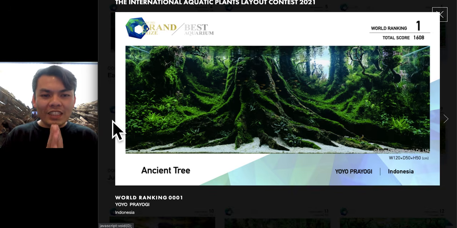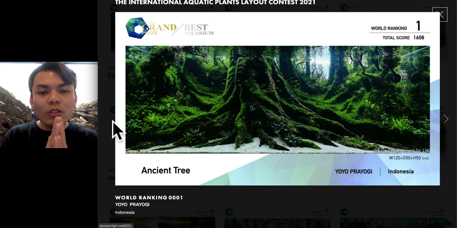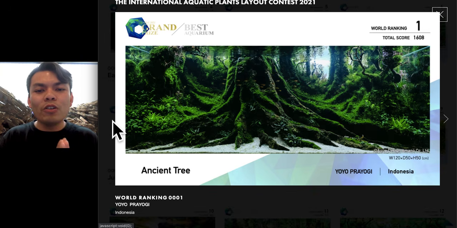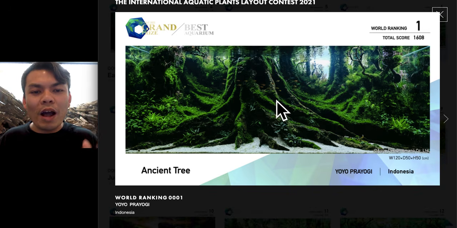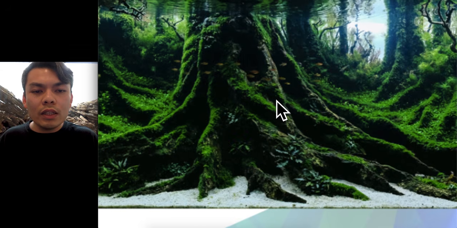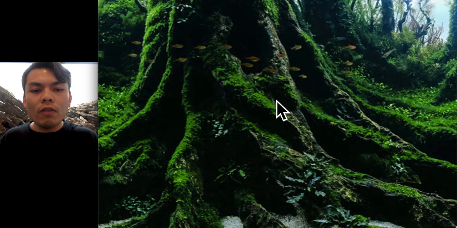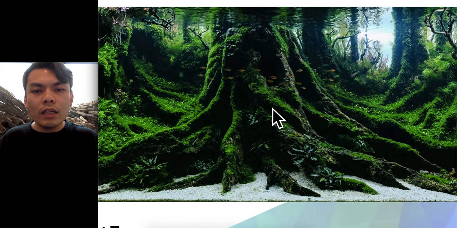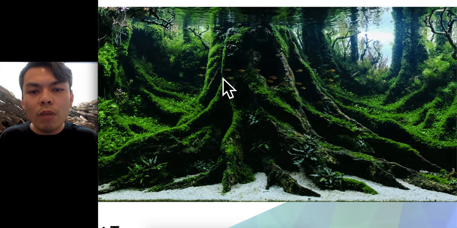And one of the things that I notice is titles matter because they really do offer an understanding of the aquascape. But with this particular aquarium, you don't need a title. You could call this aquarium and everyone would look at this and go, wow, this is an ancient tree. This particular aquascape, very, very beautiful in its way it treats the use of moss.